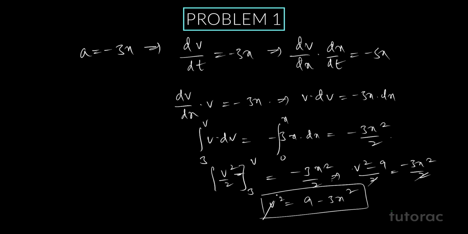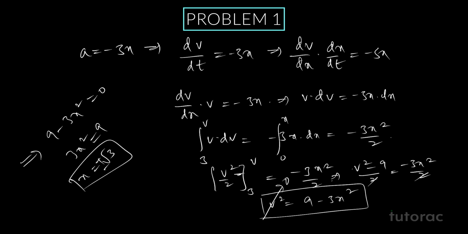He's asking where the body stops initially. The body will stop when velocity becomes 0, which means 9 minus 3x squared should be 0. So 3x squared is 9. So x will be equal to plus or minus root 3. It seems that if the body starts at origin, it moves to the right, it stops somewhere at root 3, comes back to origin, goes back, and stops at minus root 3. So he asked where the body stops initially. It is root 3.